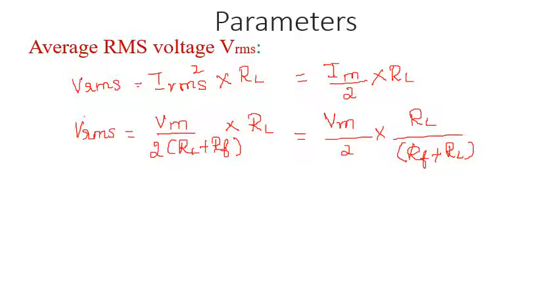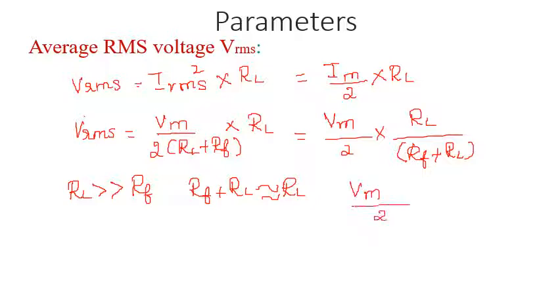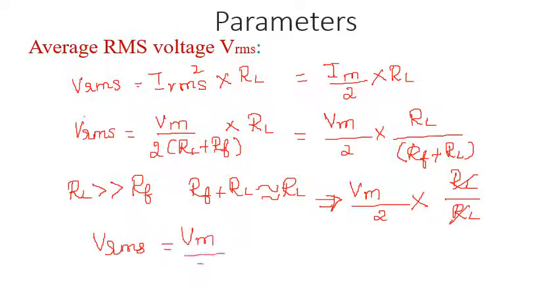If I consider RL to be very large compared to Rf, then Rf plus RL will be approximately equal to RL, which leads to cancellation of resistors in the equation, Vm into RL by RL. So my VRMS will become Vm by 2.